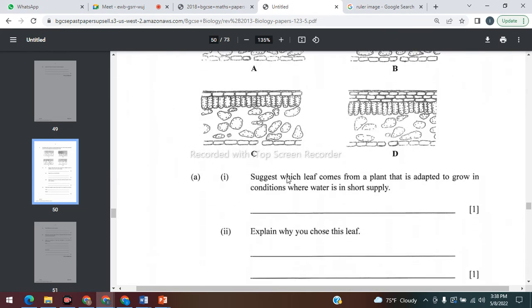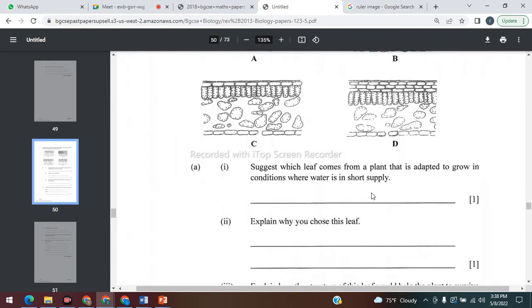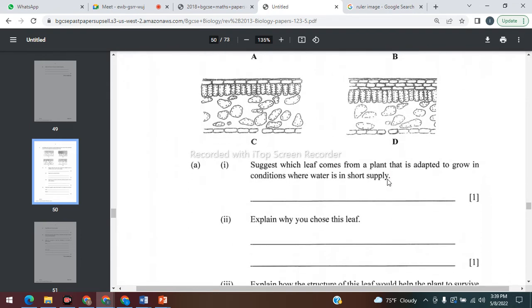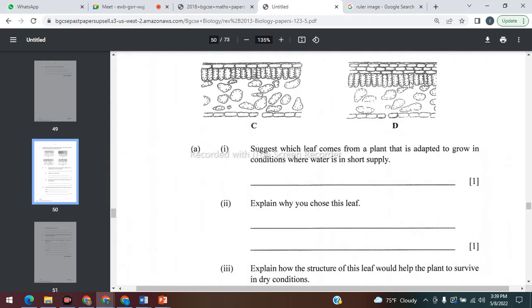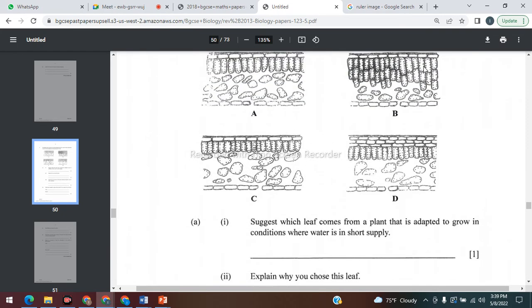Suggest which leaf comes from a plant that is adapted to grow in conditions where water supply is short. Oh, that's easy. D. Why do you say D? Because it doesn't want to lose water, so the extra waxy cuticle is there to reduce water loss. The guard cell is fine. It's just that on the upper surface, they don't want to lose water from the upper side.